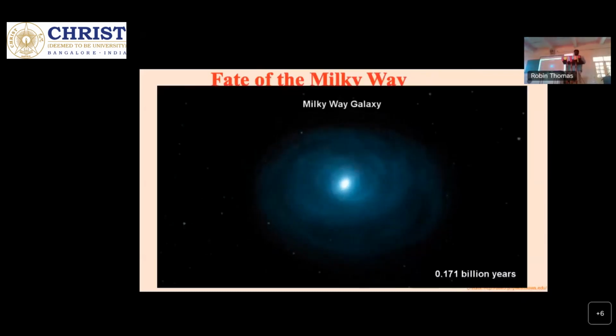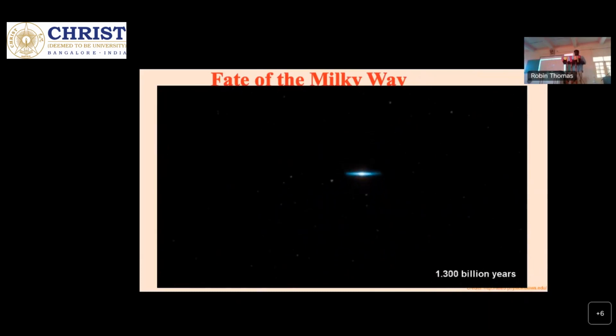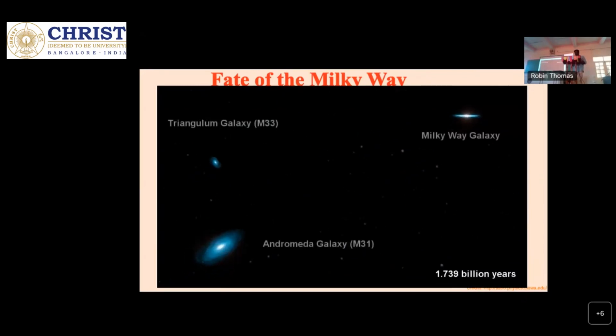So we'll look at a simulation of our Milky Way's fate. I will start from here because it will be easier for you to understand. It's a simulation done by some astronomers from NASA, I guess. At that point, they were considering what will be the fate of our Milky Way. So you can see the Milky Way and the Andromeda galaxy, or M31.